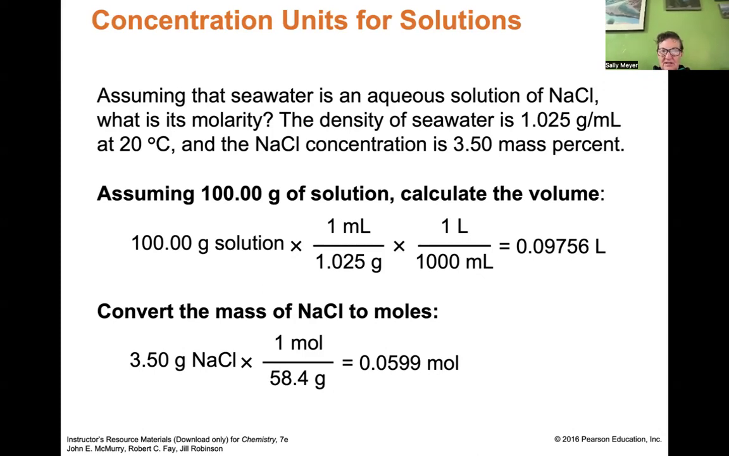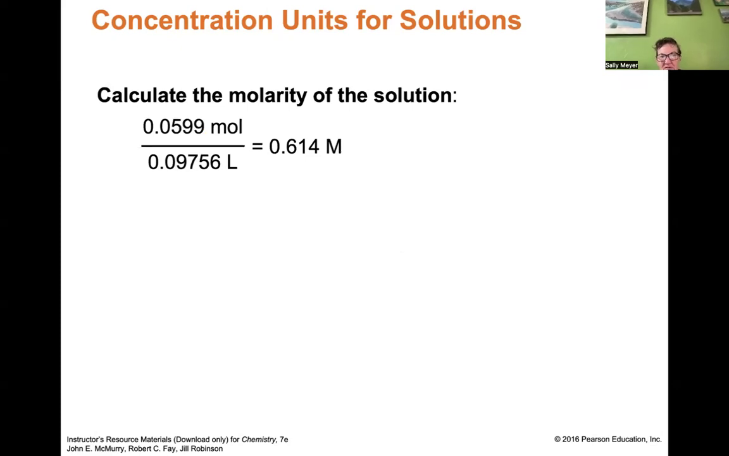So the first thing we're going to do is pick a volume. Rather than a volume, we'll pick a mass of the solution because we're starting with mass percent. So if we say we have 100 grams of solution, given we know the density of that solution, we can calculate the volume: the mass of the solution times 1 over the density. So 1 milliliter is 1.025 grams. Then you'll be in milliliters, convert that to liters, and you have the volume in liters. Then we can take the mass. If we have 100 grams of solution, 3.5 mass percent means we have 3.5 grams of sodium chloride. Change that into moles, and then you're ready to finish the calculation. Now you have moles of solute and volume of solution in liters. So we're going to take those two numbers and just divide them.